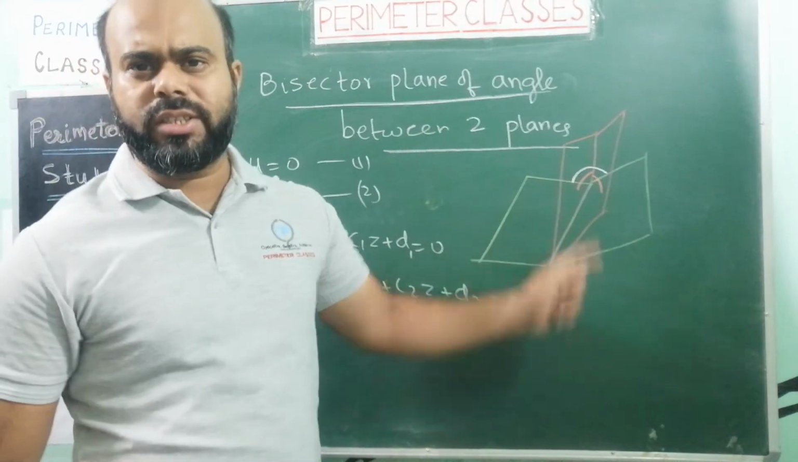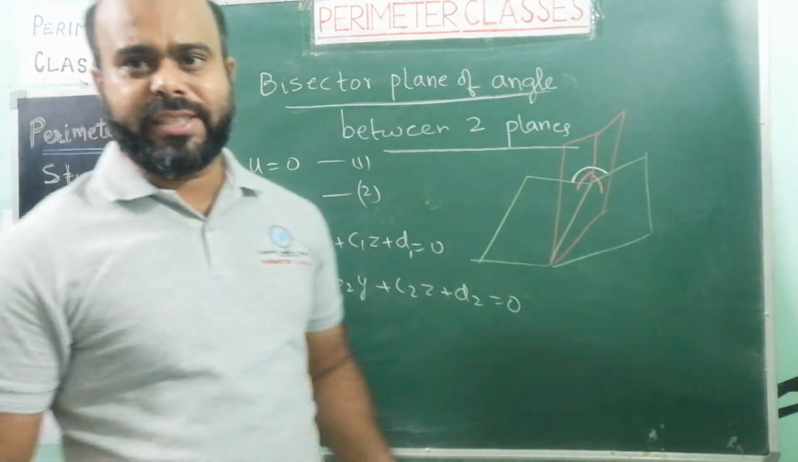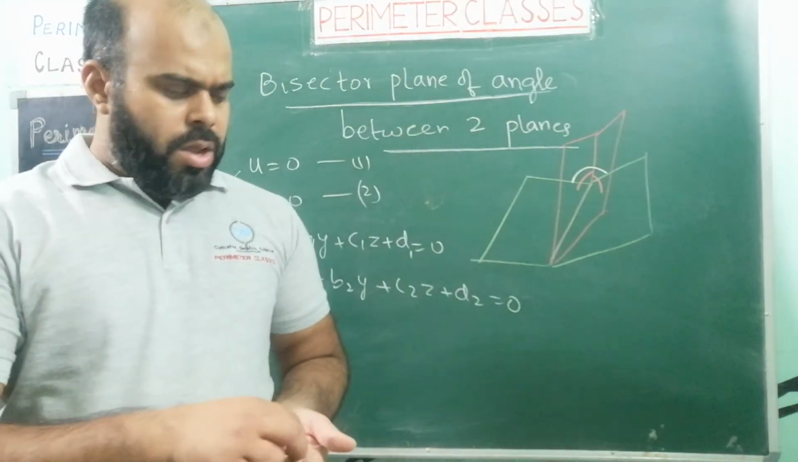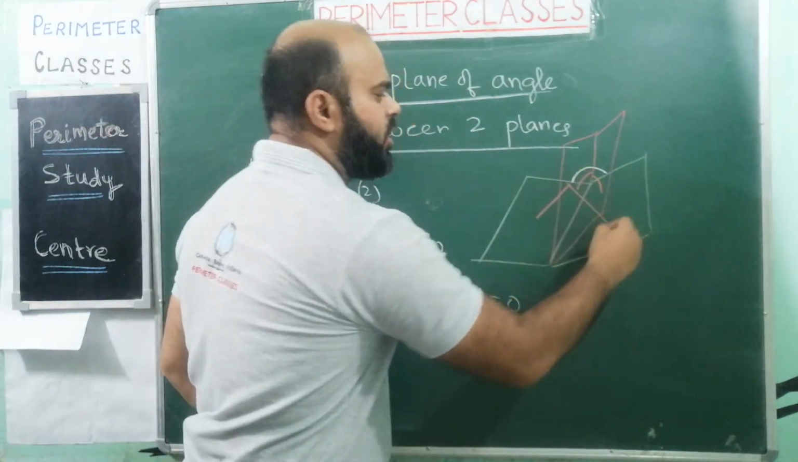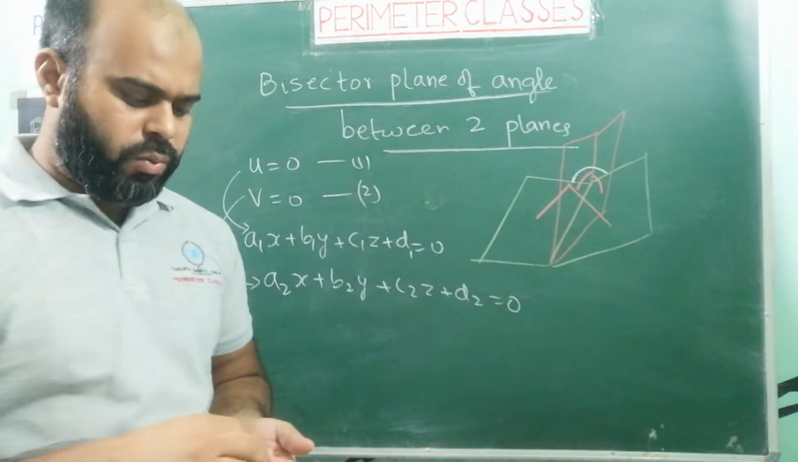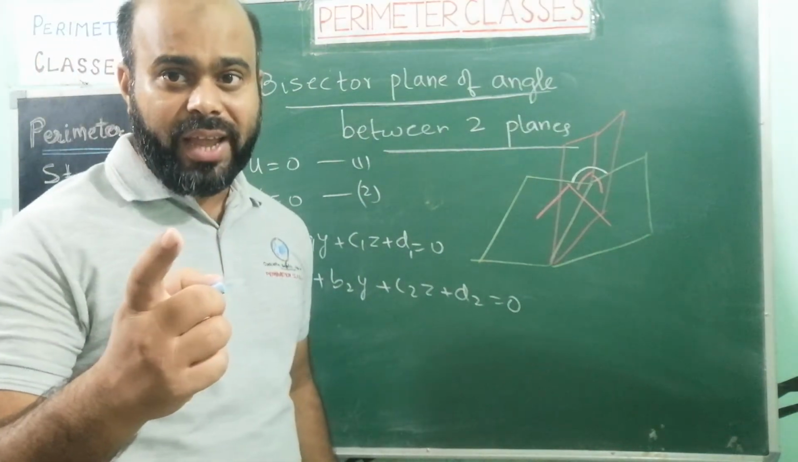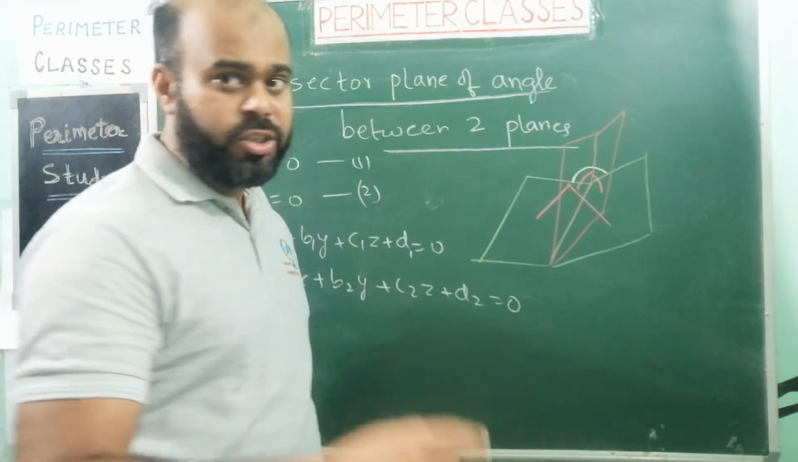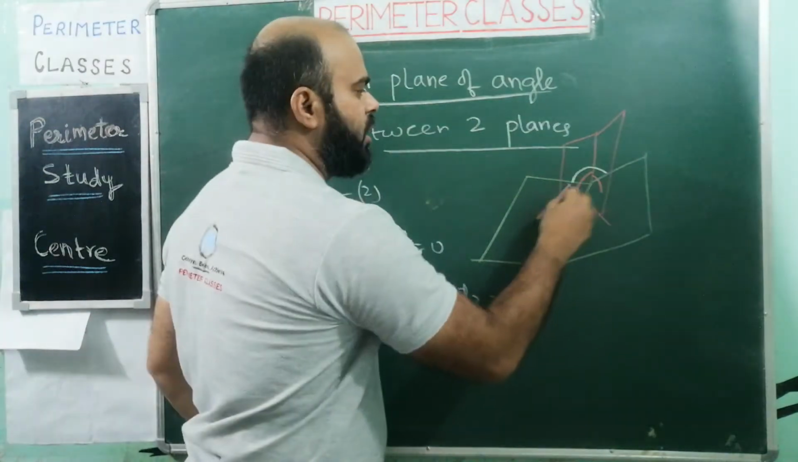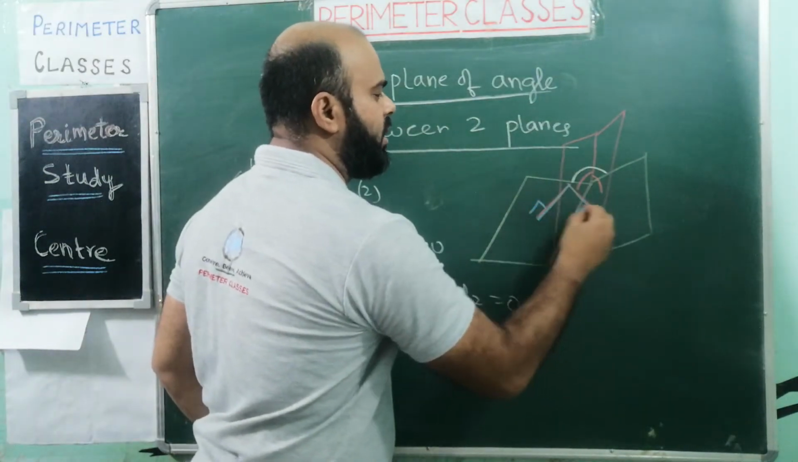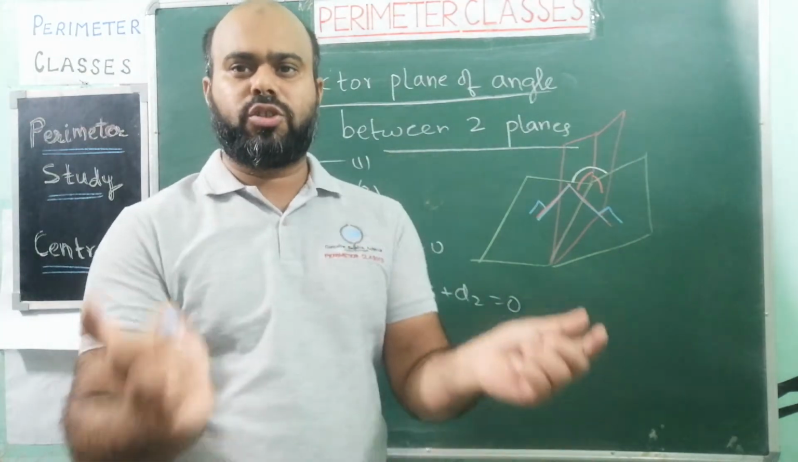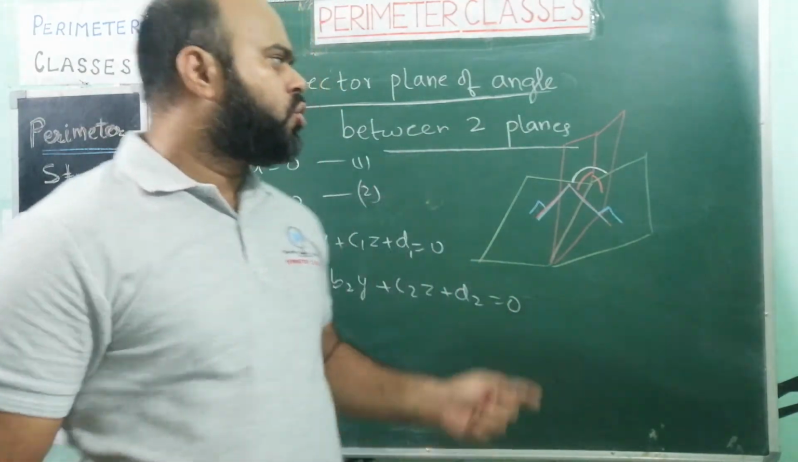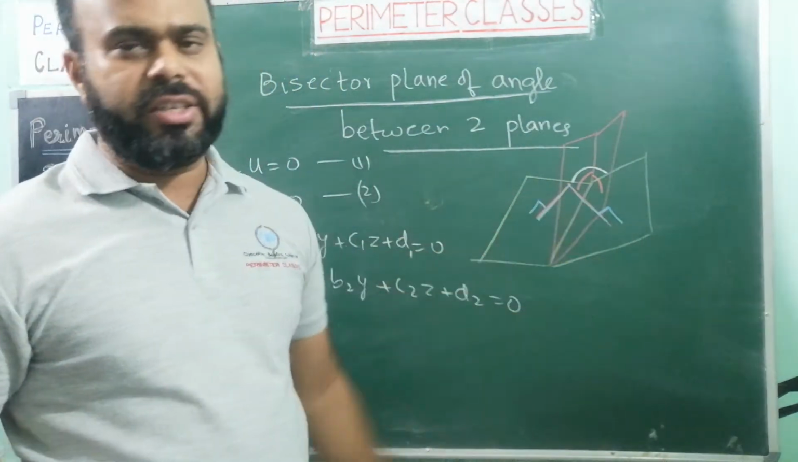Any point on this red plane, which is the bisector plane, will have equal distance from this plane and from this plane. That is the property of the angle bisector in two-dimensional geometry also, that any point on the angle bisector is equidistant from the two lines. Here these are two planes, so all the points here will be equidistant.